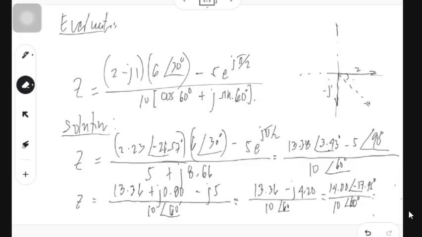So, Z is now equal to 1.4, bar angle of negative 77.45 degrees. Medyo mahaba yung proseso, no? We keep on converting from one form to the other form.